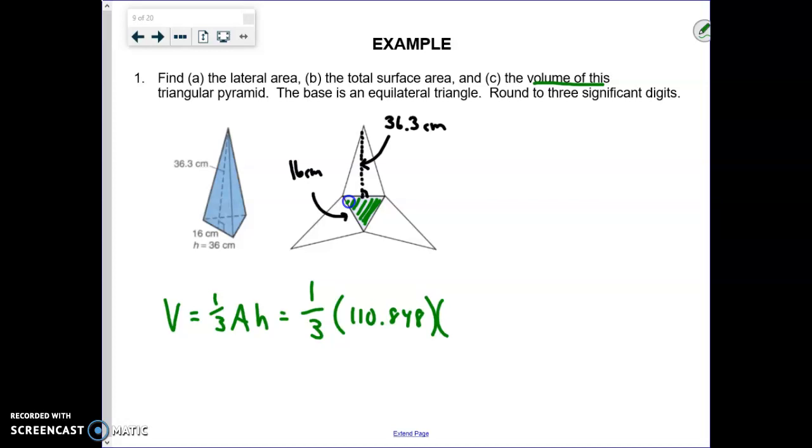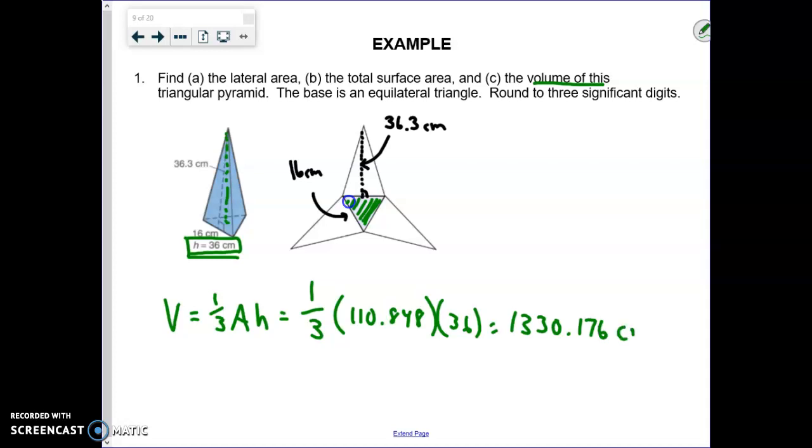Now the height is the perpendicular height, not the slant height. It's from here, the center of that triangular base, up to the apex, which is given right here as H. It's 36 centimeters. And that's really all you need to do for volume. You've already found the area of the base, 110.848 times 1/3 times the perpendicular altitude or the height, which was 36. And if you multiply those together, you get 1,330 and 176 thousandths.